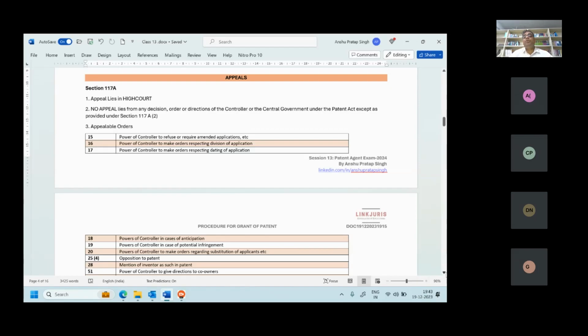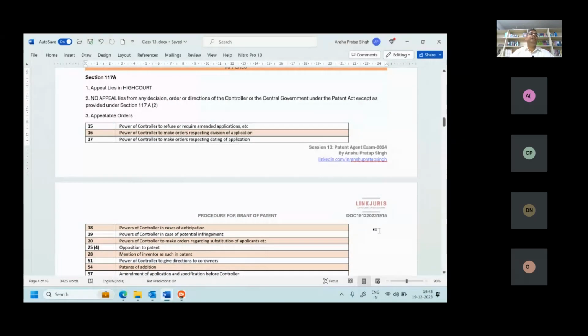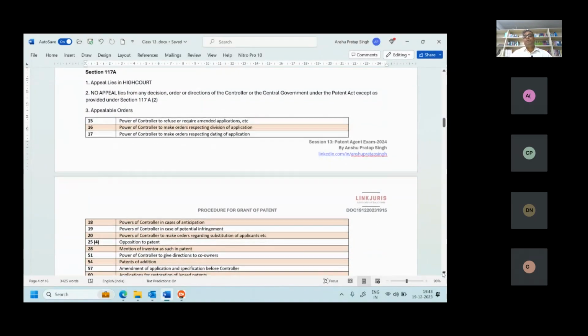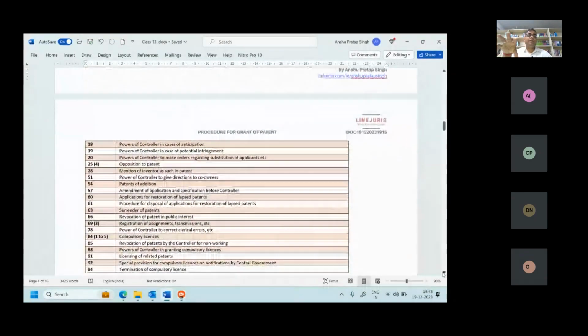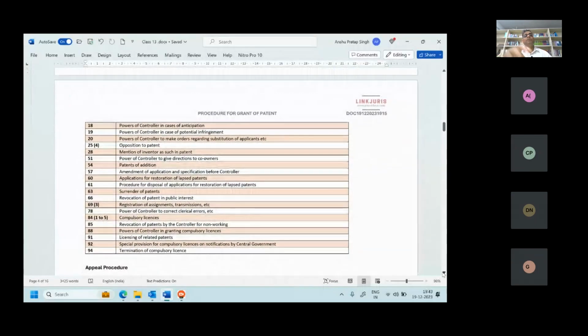Now, appealable orders. Which orders can be appealed? There is a list I have given you. And as I told you, if you are learning the sections and this title, you will remember it. However, if you want to remember just the number of the sections, there is a trick. I'm just explaining it. Okay.